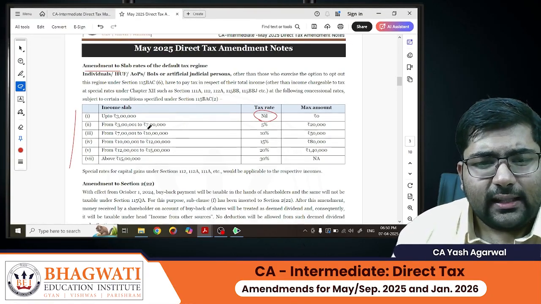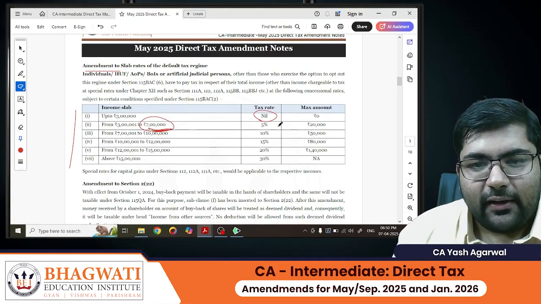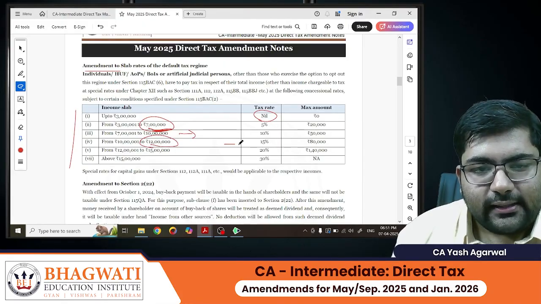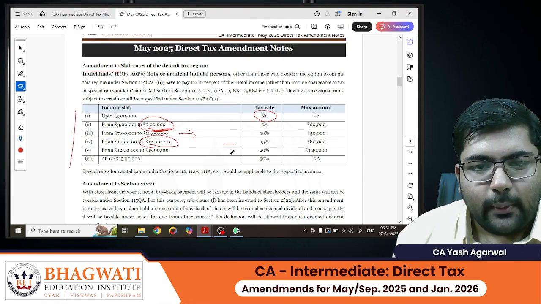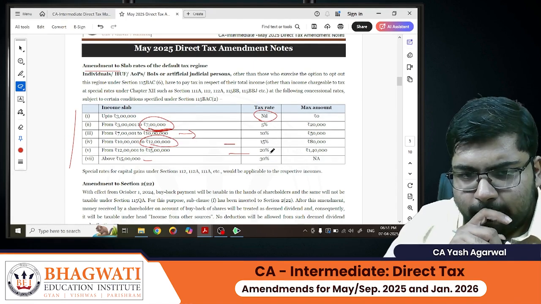Above rupees 3 lakhs up to 7 lakhs. Pay attention here. Up to 7 lakhs has become 5%. 7 to 10 is your next slab at 10%. 10 to 12, only a 2 lakh rupee shift. 10 to 12 is going to be taxed at 15%. 12 to 15 at 20%, and above 15 at 30%. These are your slab rates.